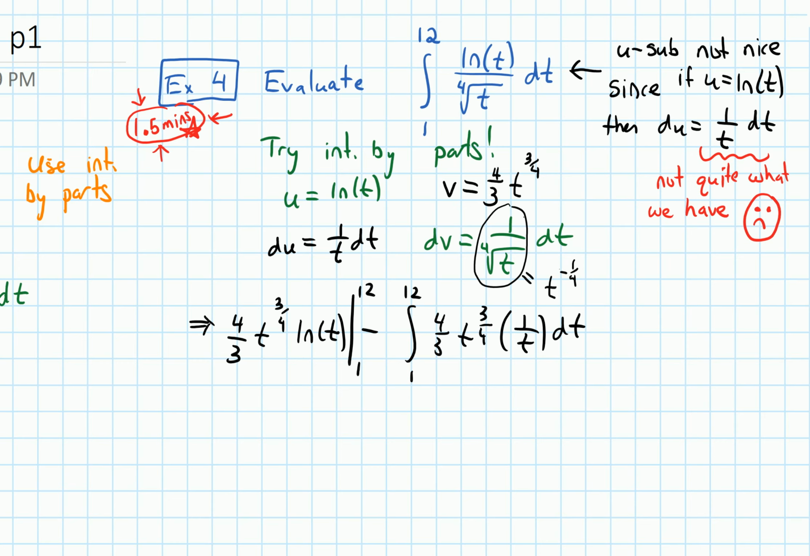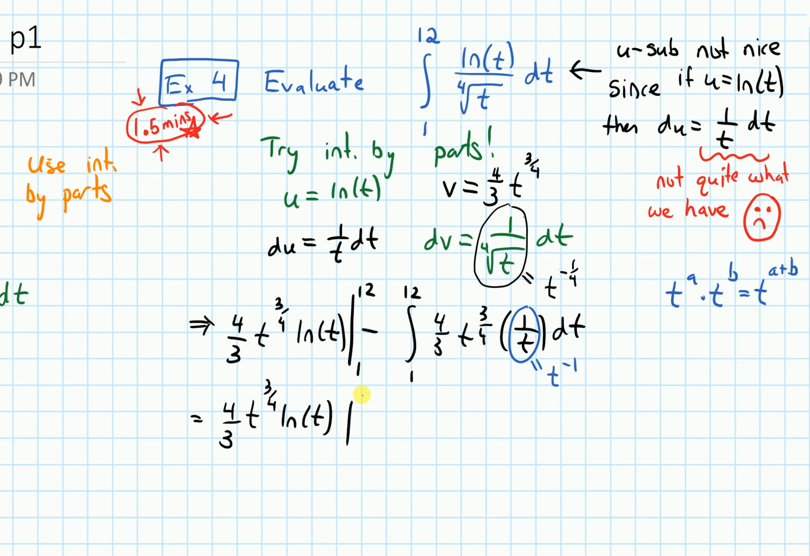All right, so we can simplify this now a bit, because this 1 over t, I can think of it as t to the negative 1. And then if I have t to a power, like 3/4, times t to a power, like a negative 1, we add the powers. This would be t to the a plus b. So we can simplify this a bit. So that, simplifying it, we'll get 4/3 t to the 3/4 ln of t.